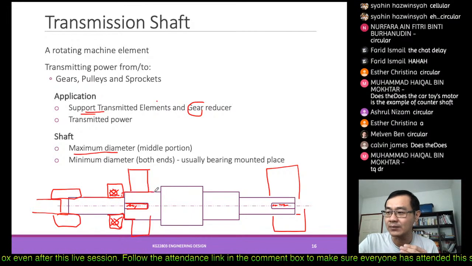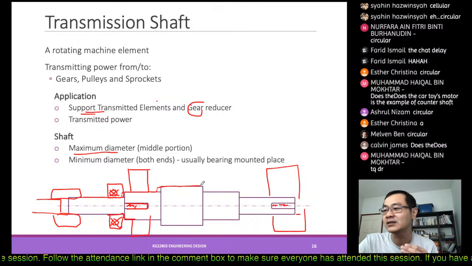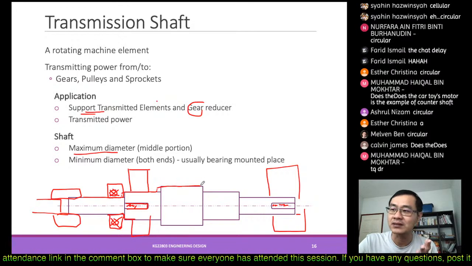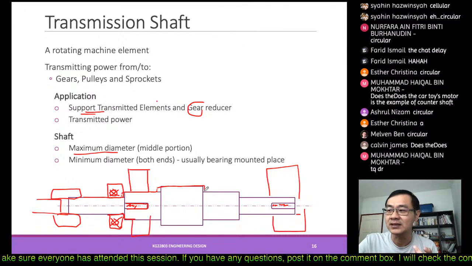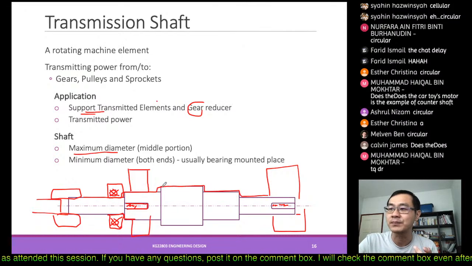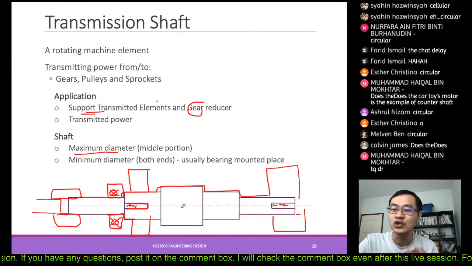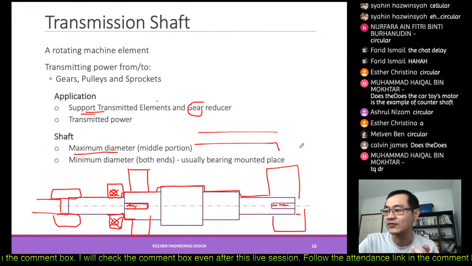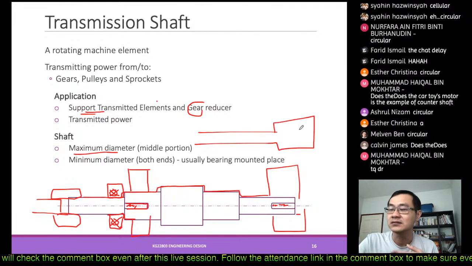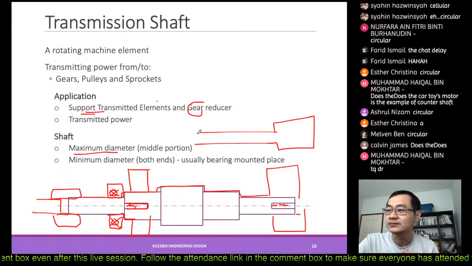Moving up to the peak. Sometimes you may have one peak, usually only one peak, then we go down. So the maximum diameter is usually in the middle portion. Some kinds of shaft can have it at the end, like this. So why do we need this?